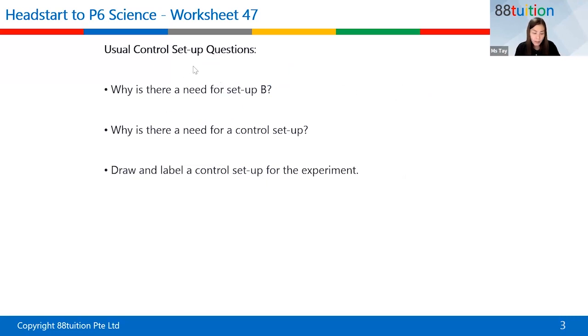Now, common question on control setup. Why is there a need for setup B, for example? They don't tell you that setup B is actually a control setup. They will ask you immediately why do we need this setup? Some questions will tell you that it is the control setup. So why is it that we need a control setup? Similar question, but phrased differently. And then the next one, draw and label a control setup for the experiment. So that is also possible. Sometimes questions come out that way, where you're asked to draw the control setup.